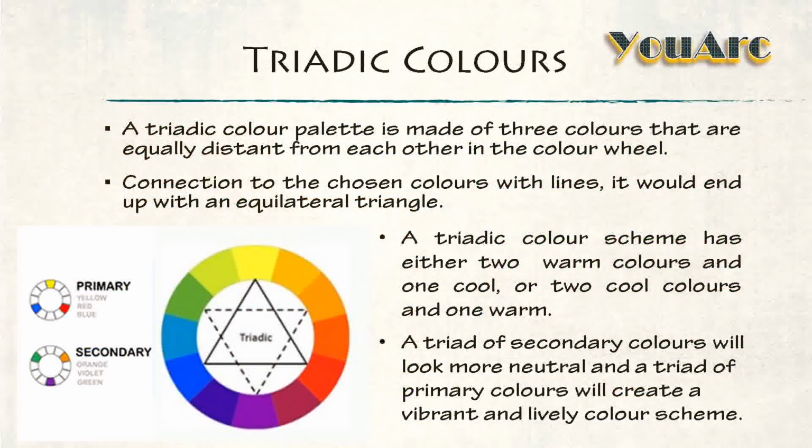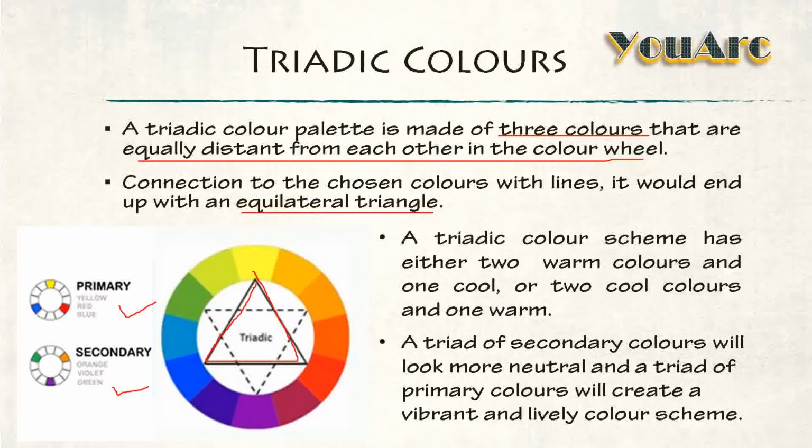Let's talk about triadic color scheme. It consists of three colors. Okay, again it is a three color scheme having equal distance from each other on the color wheel. So the connecting line of these colors will end up as an equilateral triangle. As we see in this diagram, this equilateral triangle joining gives us the primary color combination, whereas this dotted line combination of triadic colors gives us the secondary color combination. So primary as well as secondary color combinations come under triadic colors.